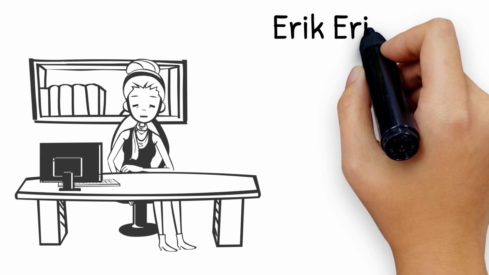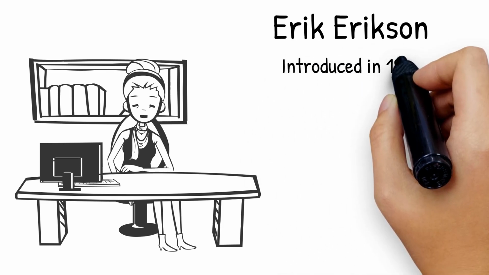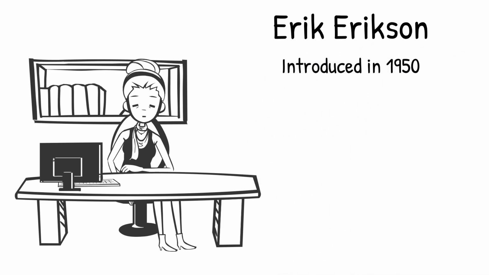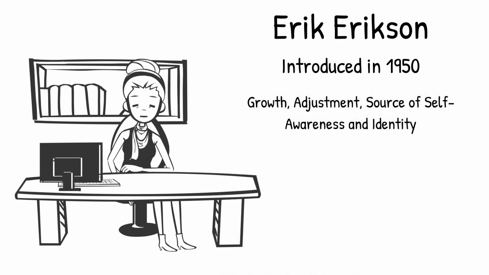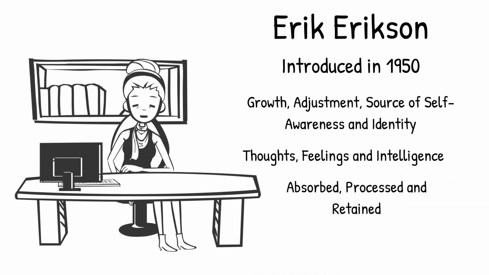We also read about Erik Erikson, an early pioneer whose work in psychosocial development impacted educational approaches. Introduced in 1950, Erikson's theory states that the environment in which a child lives is crucial to providing growth, adjustment, a source of self-awareness, and identity. Erikson believed the psyche, our thoughts, feelings, and intelligence, were acquired through social experiences. Erikson's theory provides us with a conceptual framework that describes how knowledge is absorbed, processed, and retained during learning.